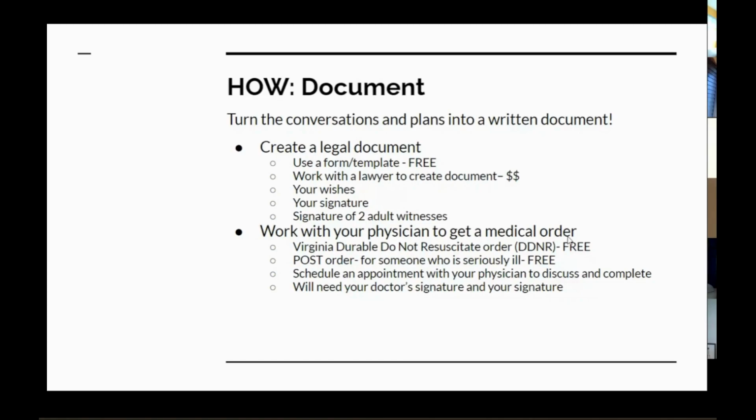Then in terms of medical orders, as I mentioned before, there is a DNR in Virginia. It's called a Virginia Durable Do Not Resuscitate Order, or DDNR. This is a form. You can print it off online. Doctors' offices usually have them. And it is just a conversation with your doctor and some signatures. And in this case, just your signature.